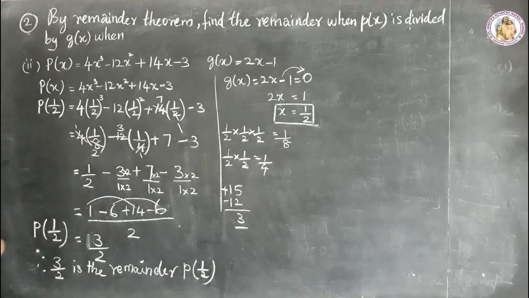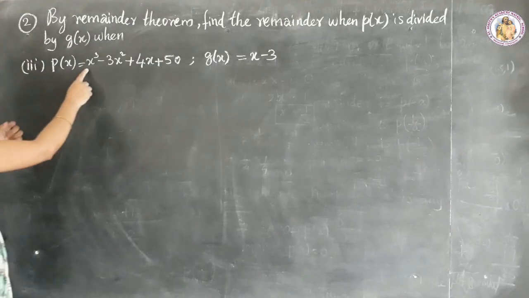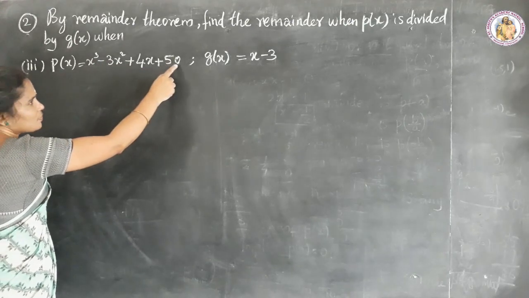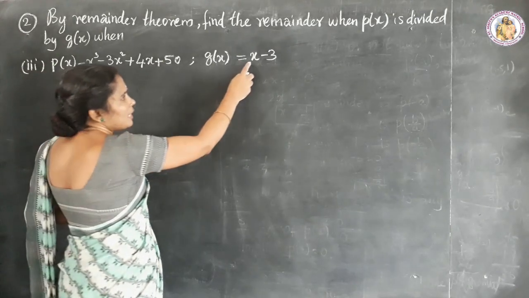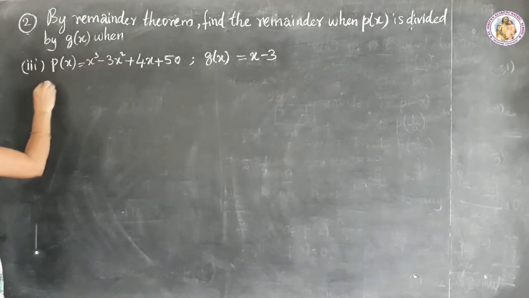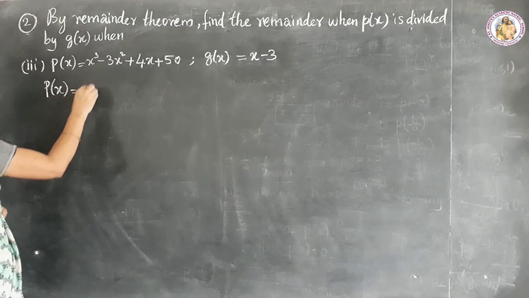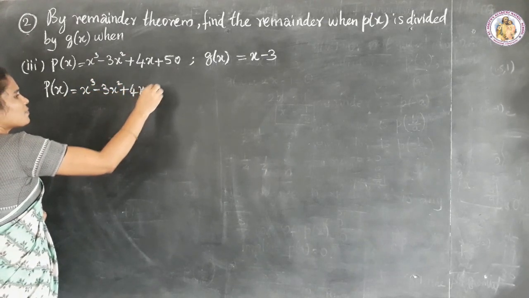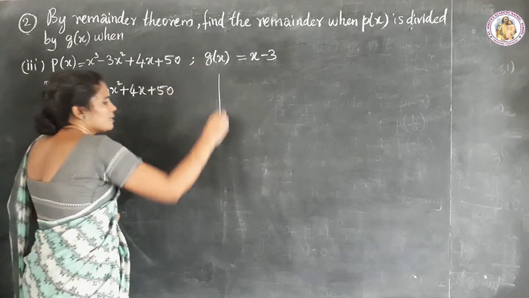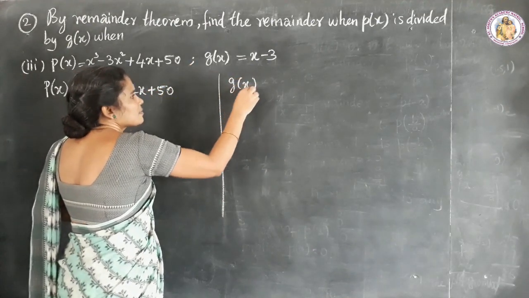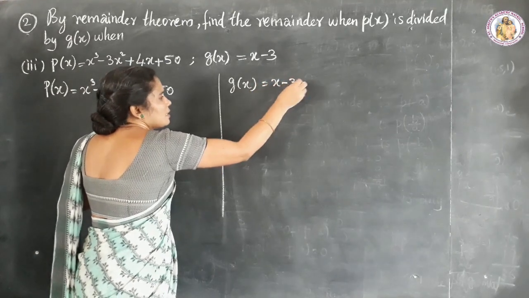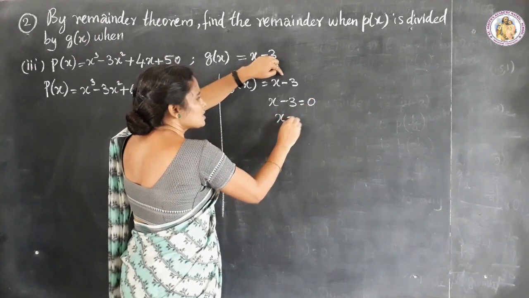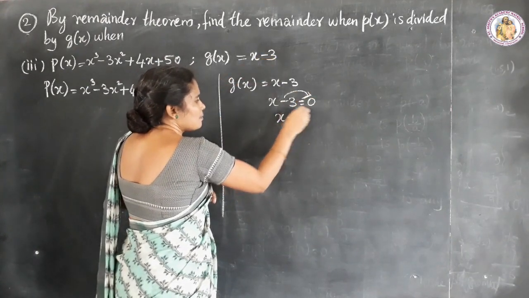Okay. Question number 3. Here P of x is equal to x cube minus 3x square plus 4x plus 50 and g of x is equal to x minus 3. So now take P of x is equal to x cube minus 3x square plus 4x plus 50. Okay, and take g of x is equal to x minus 3. So now take x minus 3 is equal to 0 and x is equal to plus 3. Okay.